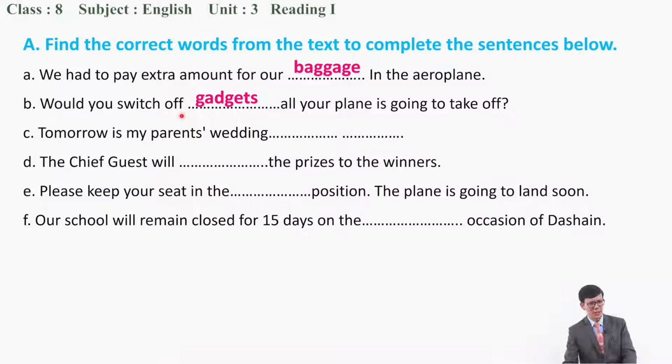Let's talk about C. Tomorrow is my parents' wedding what? Okay, you might have already guessed. Tomorrow is my parents' wedding anniversary. Okay, right. So you might have participated in your parents' wedding anniversary. So that is the suitable word to complete this sentence.